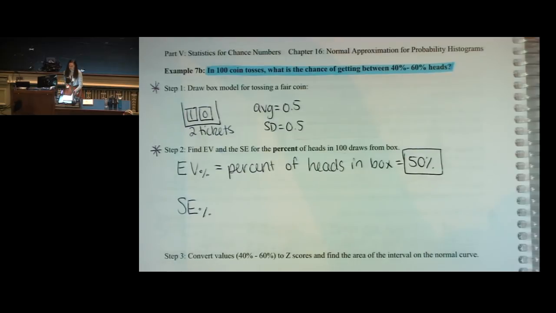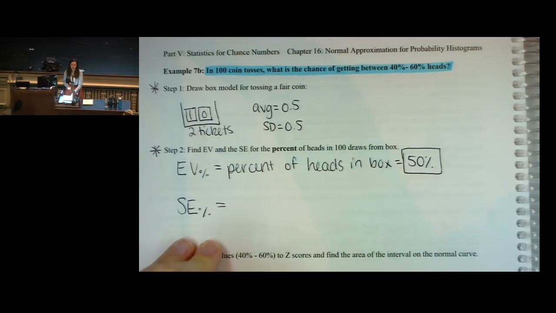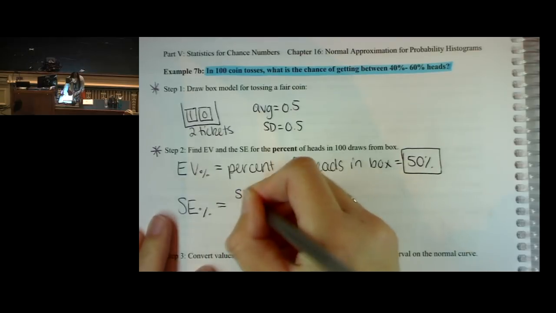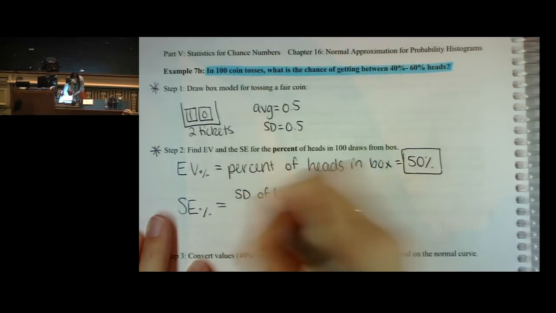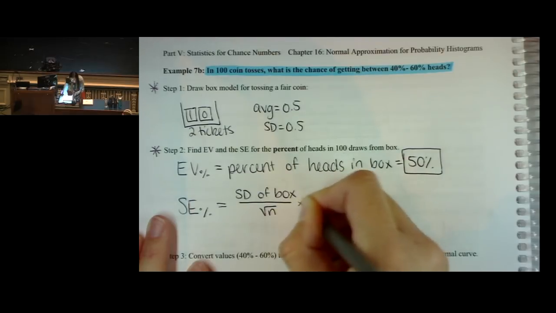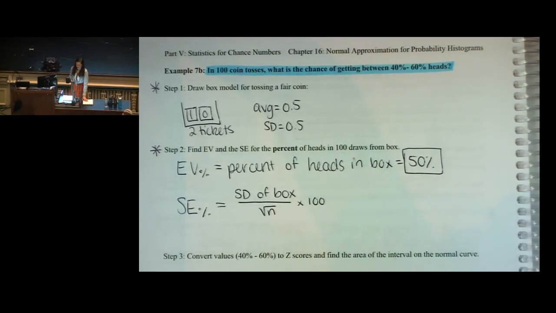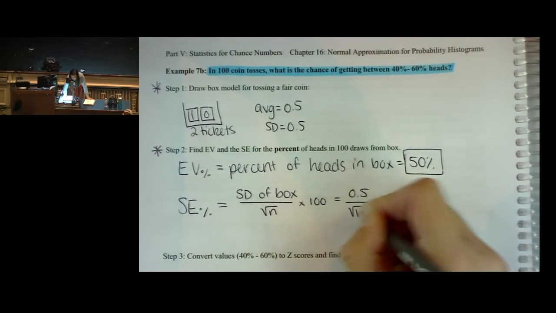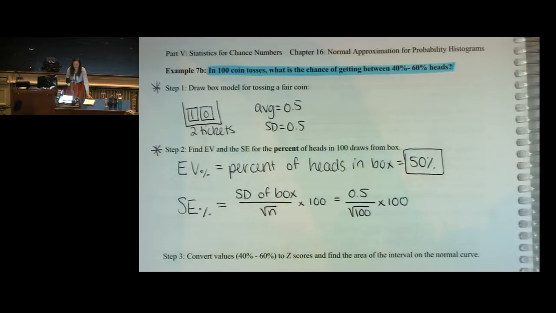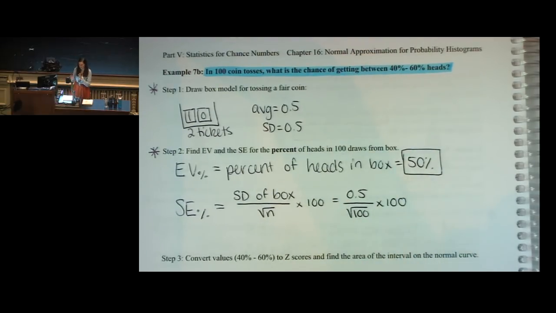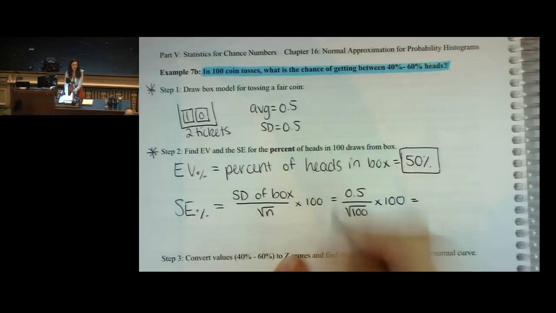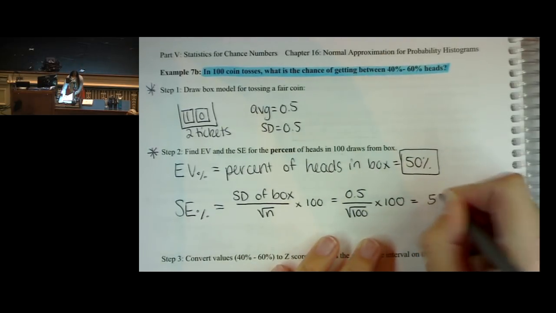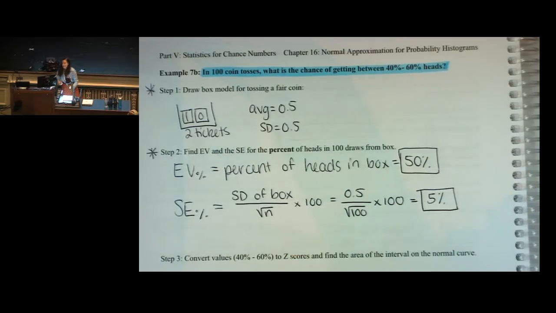Well, the standard error for the percent is the same thing as the standard error for the average, but multiplied by 100. So it's the SD of the box divided by the square root of n, times 100. And I have all of this stuff. The SD is 0.5, n is 100. And when I multiply by 100, I'm getting everything in percent form. So for all these, you'll notice I keep it as 50%, not as 0.5. That's because then I can use these formulas. So this ends up being 5%. So pretty much the same as I got on the other page.